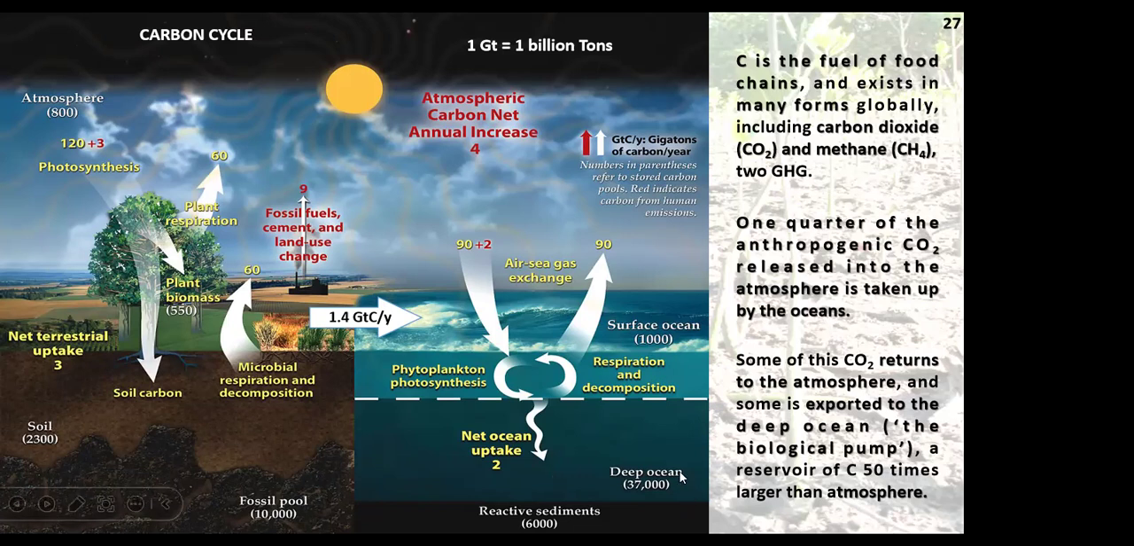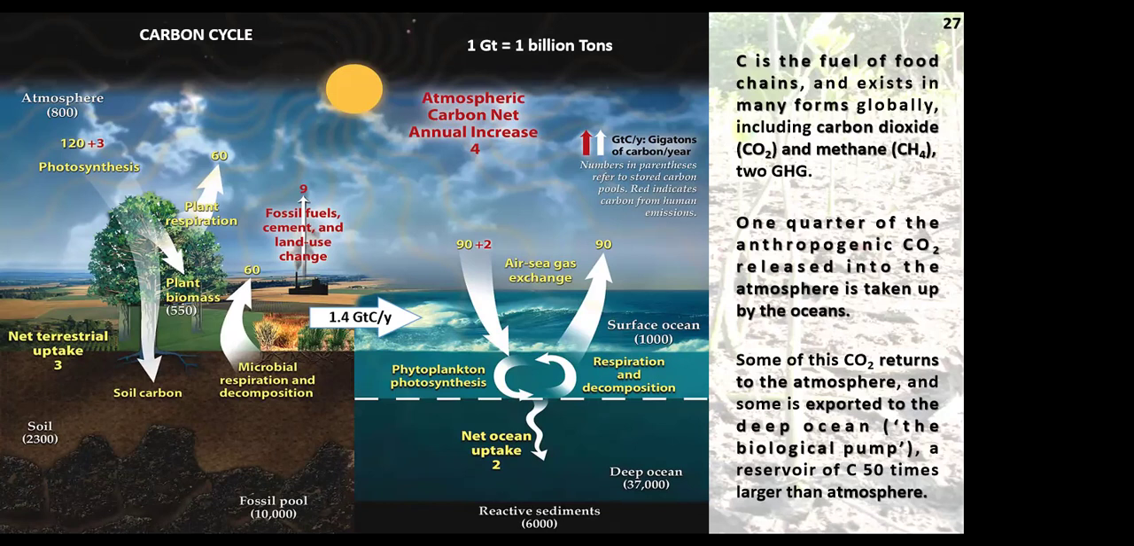Another huge pool of carbon is the deep ocean with 37,000 gigatons, and the sediments of the ocean. And let's see the cycle of the carbon. 120 gigatons are stored in the forest, in the plants of the earth, by photosynthesis. Another part is released by plant respiration, the same amount that is released by microbial respiration and decomposition. Another part of the carbon remains in the soil as soil carbon.